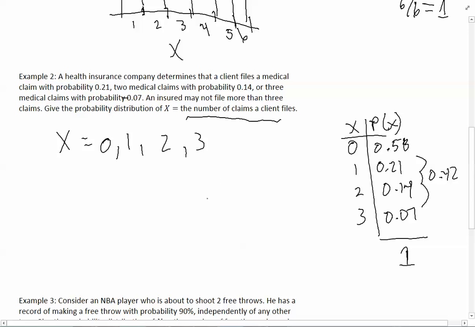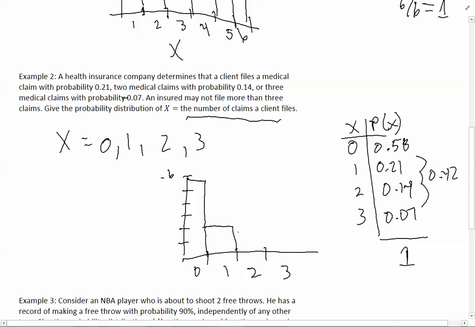So with our probability histogram, we can again list 0, 1, 2, 3, and we'll just again list these as separate bars. And now we can take a look at the probabilities, which I'll just go up in increments of 0.1, 0.2, 0.3, 0.4, 0.5, 0.6. And then we know that the probability of filing 0 claims is the highest. Probability of filing 1 claim is 0.21. Probability of filing 2 claims is even smaller, and the probability of filing 3 claims is even smaller than that.